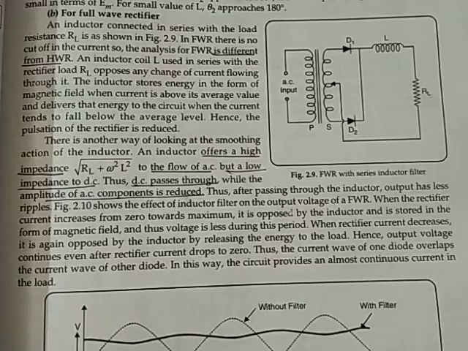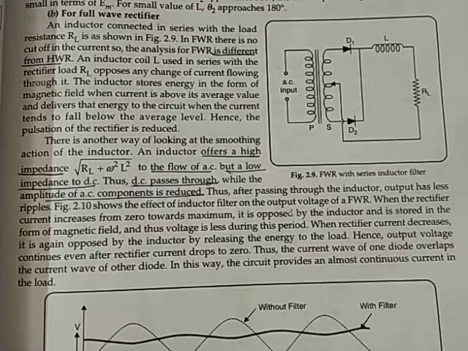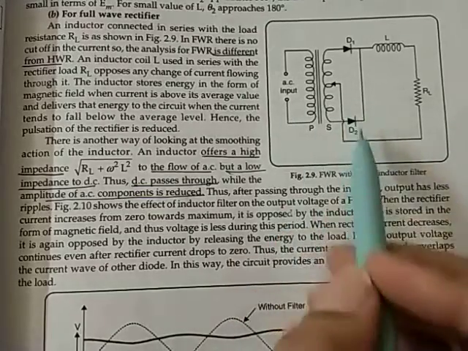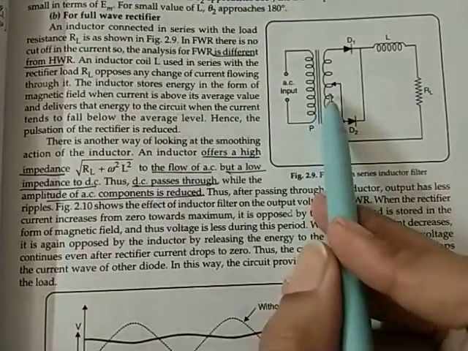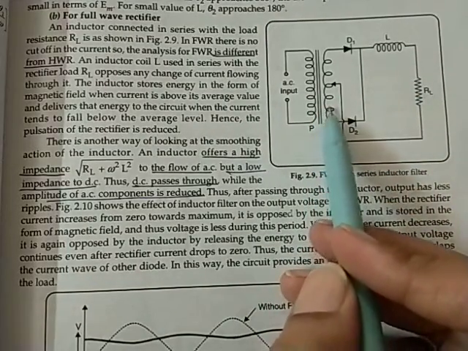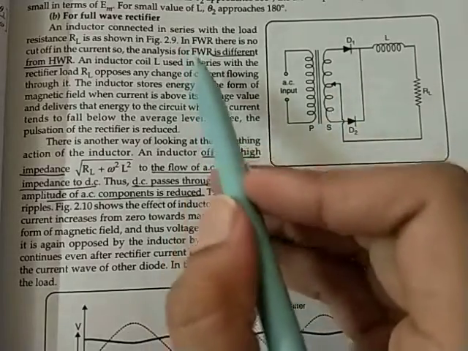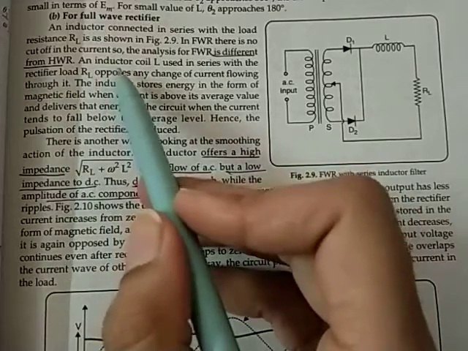Now we are going to discuss an inductor connected in series with the load resistance in the case of a full wave rectifier. So we are using an L series filter in the case of a full wave rectifier, and you can see here the center tapped transformer is used and the full wave rectifier is the center tapped one. So you can see that in a full wave rectifier there is no cutoff in current.